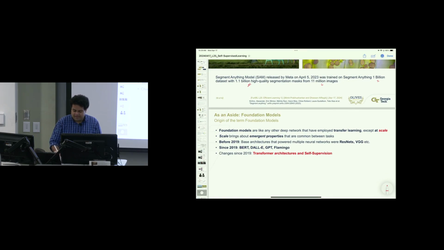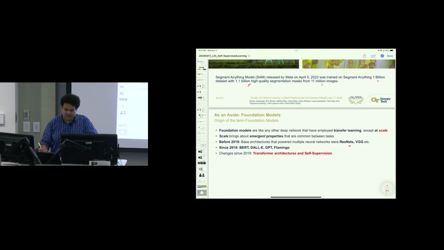For instance, before 2019, what used to happen is we used to take algorithms like ResNet and VGG. VGG I think came out in 2014, and ResNet came out in 2015, 2016. So till 2019, we used to take a pre-trained ResNet model, take out the final fully connected layer, replace it with a new layer, and then fine-tune this entire model. We called that transfer learning.